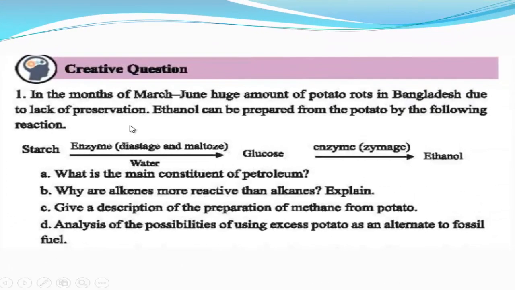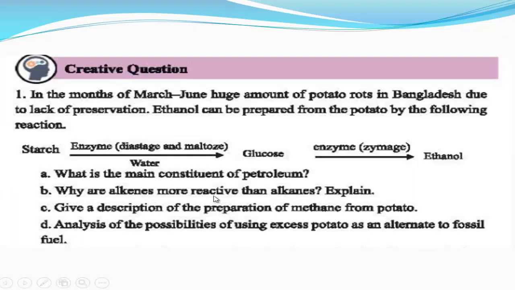Now we will see creative questions. In the months of March, June, a huge amount of potato rots in Bangladesh due to lack of preservation. Ethanol can be prepared from the potato by the following reaction. Starch, due to the presence of enzyme, is hydrolyzed with water and converted into glucose, and again this glucose in presence of zymase enzyme is converted into ethanol. What is the main constituent of petroleum? The main constituent of petroleum is hydrocarbon.